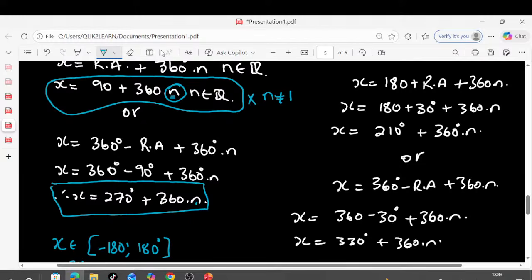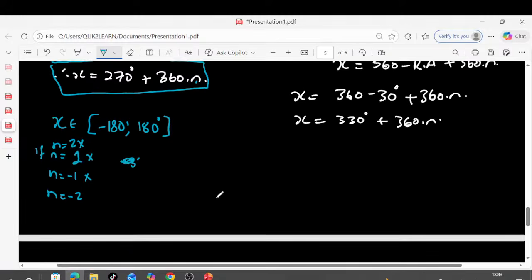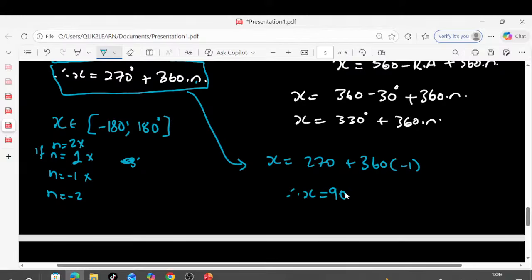So this will be 270. We add 360 into minus 1. We get an answer of 90. So what I'm trying to say is that in this equation, x is equal to 270 plus 360. Where there's n, we put minus 1, gives us what? X is equal to negative 90 degrees. So this is in the boundary. We're going to take that.